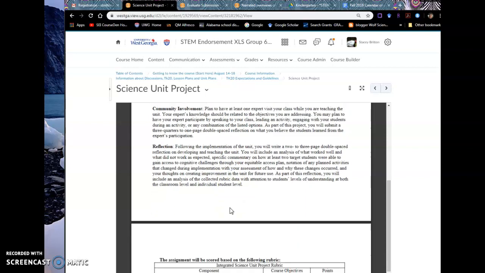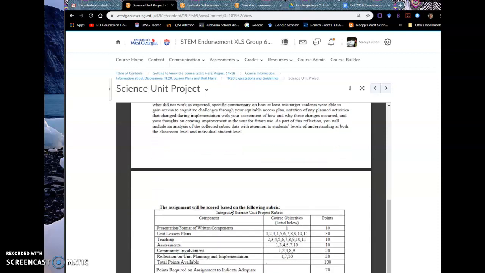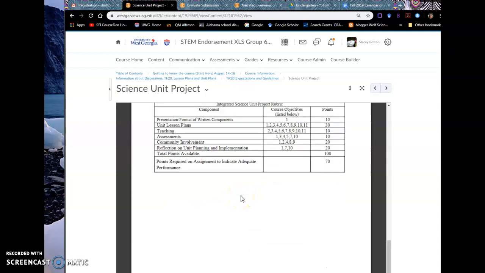The reflection, for the most part, what you're able to reflect upon is your actual teaching. Since you're only doing one lesson and not the full unit, that reflection will have already been completed by the end. So as you go through this, it's the breakdown of how many points are within each section.